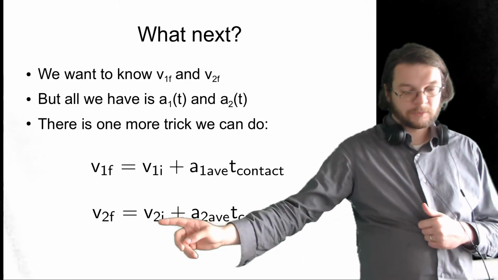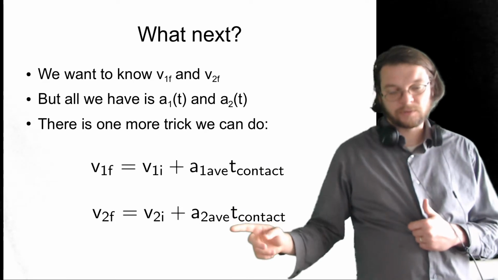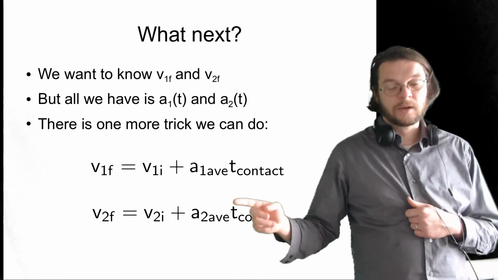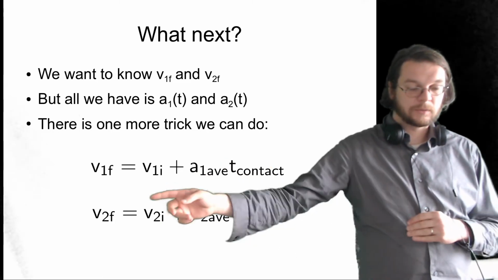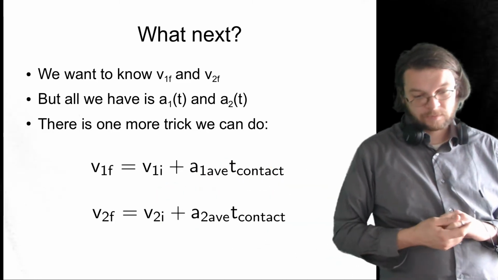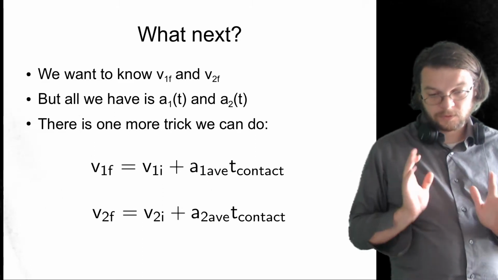And likewise with object 2, because we know what the acceleration of object 2 is as a function of time. We can figure out what the average is, multiplied by how many seconds that the two are in contact. That will tell us what the final speed is, heading the opposite way. So there we go.